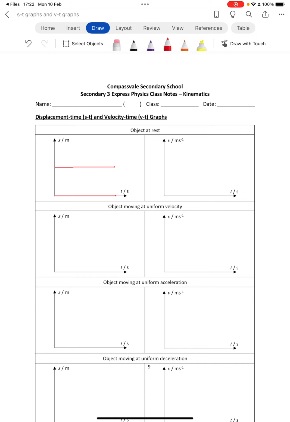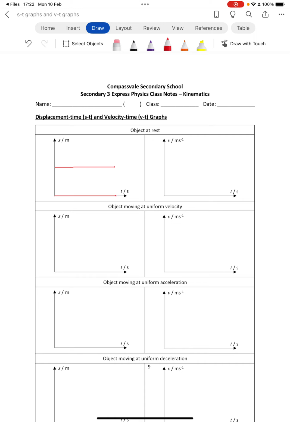So for example, if I'm standing 2 meters away from the starting point and I don't move, after 5 seconds, 10 seconds, I'm still 2 meters away from the starting point. My displacement would have been the same and I would have been at rest. So the horizontal line need not be at the axis for the object to be stationary or at rest.